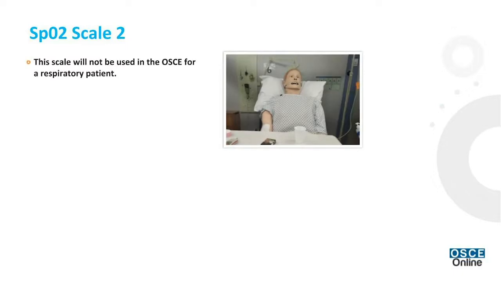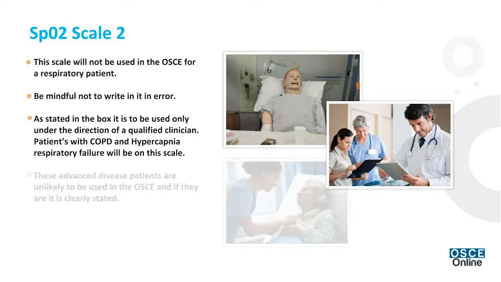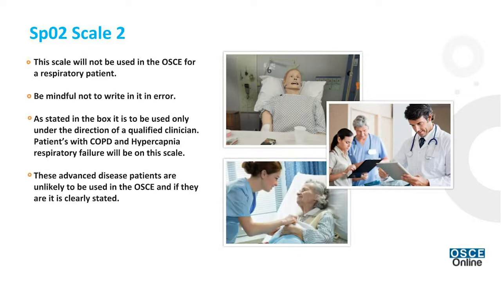SpO2 Scale 2. This scale will not be used in the OSCE for a respiratory patient. Be mindful not to write in the error. As stated in the box, it is to be used only under the direction of a qualified clinician. Patients with COPD and hypercapnic respiratory failure will be on this scale. These advanced disease patients are unlikely to be used in the OSCE, and if they are, it is clearly stated. So it is best to put a line through this box when you start the charting.